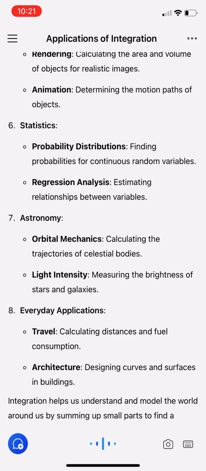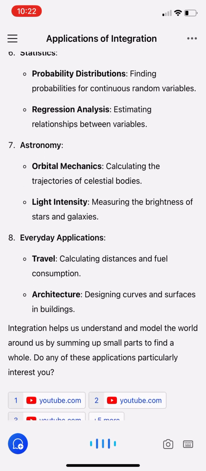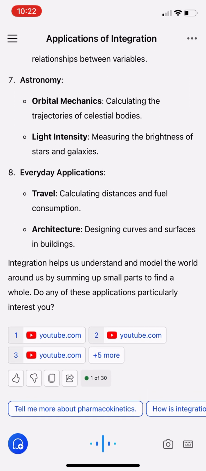Everyday applications. Travel, calculating distances and fuel consumption. Architecture, designing curves and surfaces in buildings. Integration helps us understand and model the world around us by summing up small parts to find a whole. Do any of these applications particularly interest you?